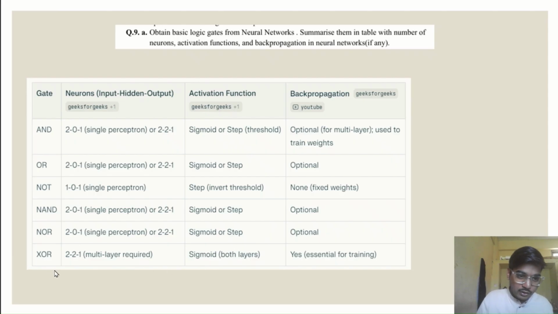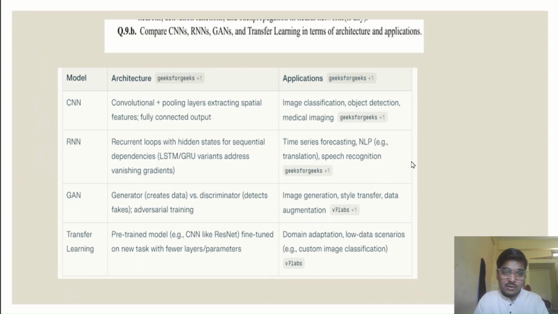For the XOR gate, two input layer, two hidden layer, and a single output layer is used, and it requires multiple layers. Its activation function is sigmoid in both the layers, and backpropagation is present in the XOR gate. That is essential for learning. Let's discuss the B part of question number 9, that is asking to compare CNNs, RNNs, GANs, and transfer learning in terms of architecture and application.